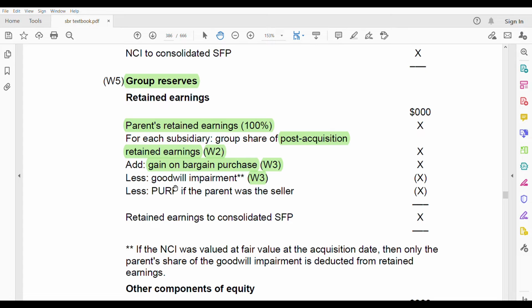Next, PURP, provision for unrealized profit, if the parent was the seller. Here, if the parent was the seller. There, when you initially calculated net assets, that was when the subsidiary was the seller.